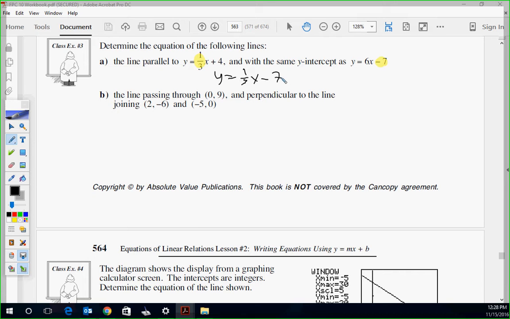Because it tells me specifically the line parallel to. So this one we're parallel to, y-intercept from that one. So it told me specifically which one to take. Okay, good question. Any questions on that?